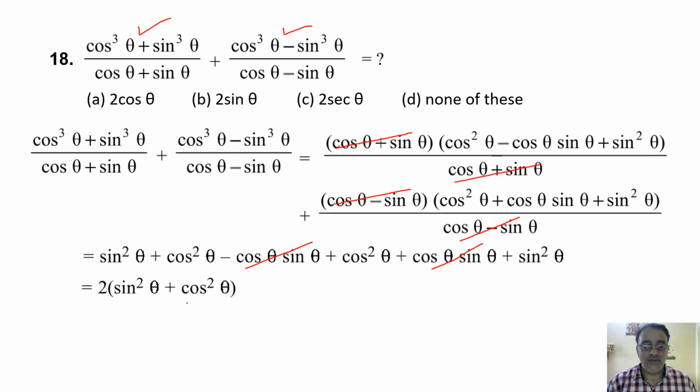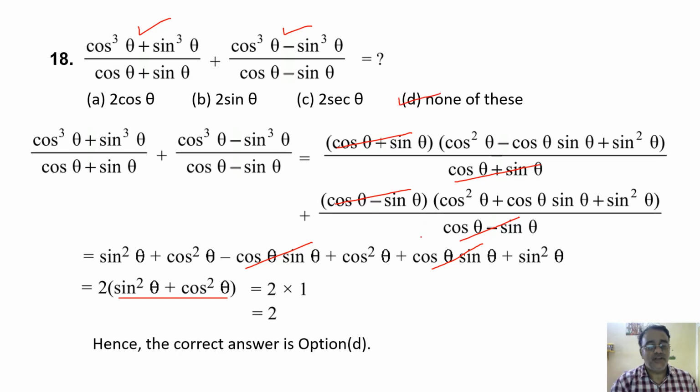What is the value of sin square theta plus cos square theta? 1, right? So 2 into 1 becomes 2. So which is the correct option? Option D, none of these.